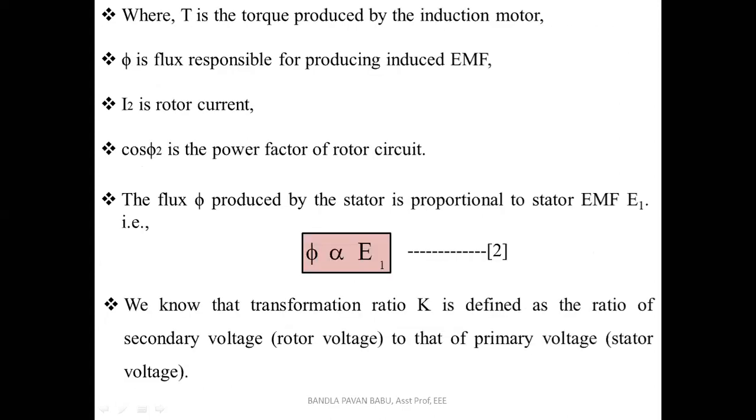Okay, next. Here, in this equation 1, T is the torque produced by the induction motor, phi is the flux responsible for producing induced EMF, I2 is the rotor current, and cos phi is the power factor of the rotor circuit. Okay, next.